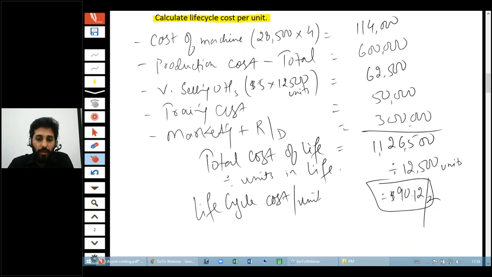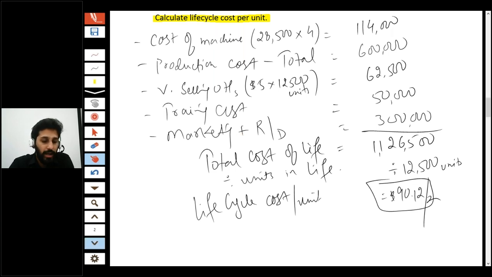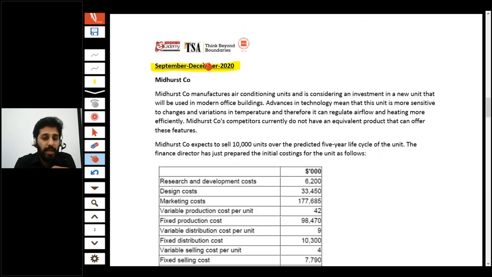Okay, that's good. Now we have successfully completed this life cycle example. Now let's move ahead to the September-December 2020 question, Midas company. This is the question of life cycle, right?